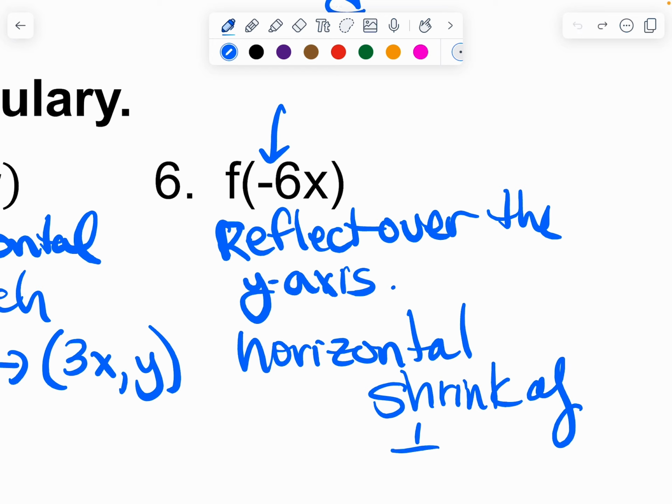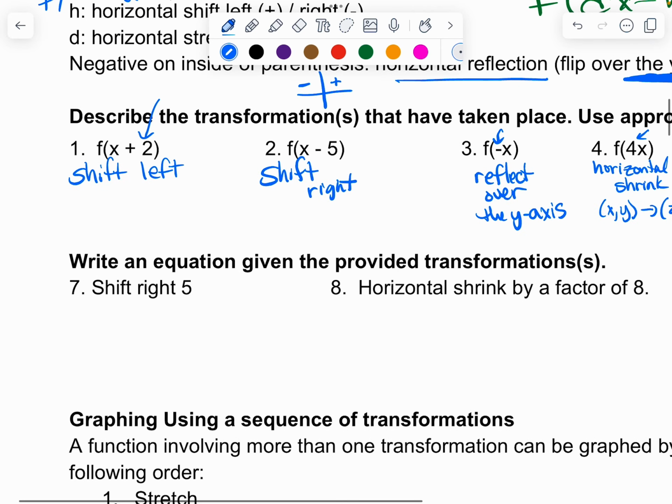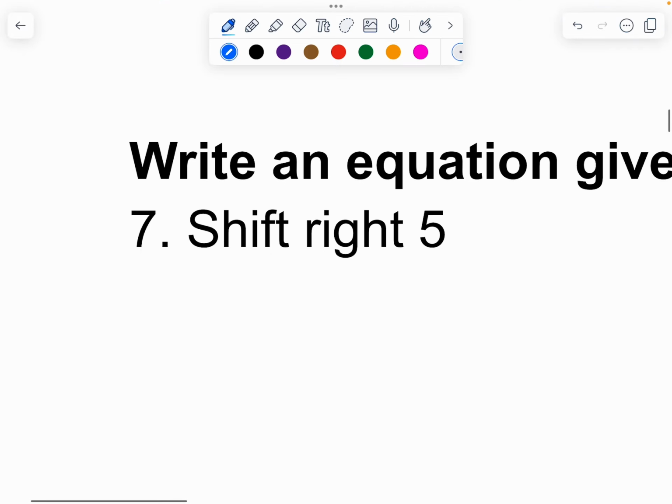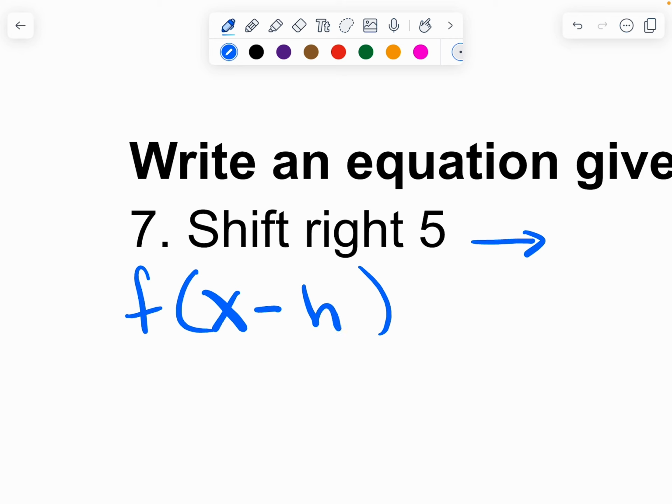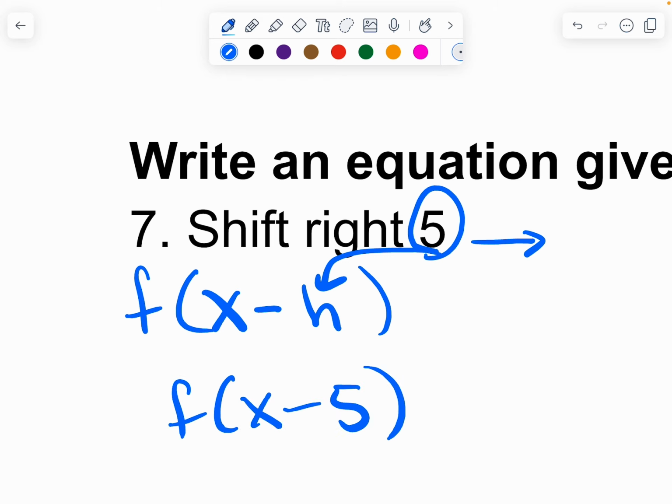Oh, you know how they usually write it? They don't write it like that. A horizontal shrink of factor 6 is how they say it in this book. Okay, right here, we're shifting, so that's addition or subtraction. So x, and if I'm going this direction, the formula says this, guys. So all I'm going to do is take this number right here and plug it in right there. So f of x minus 5.